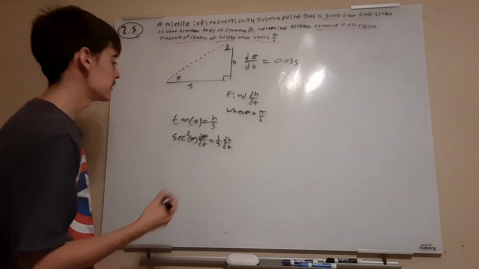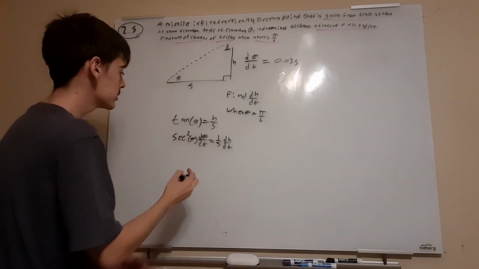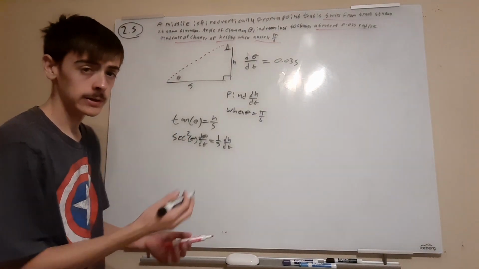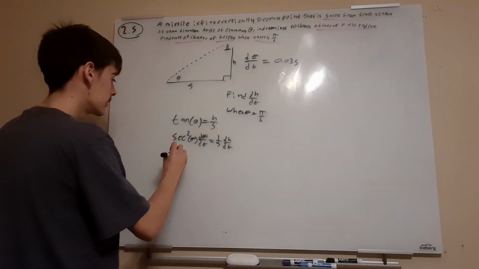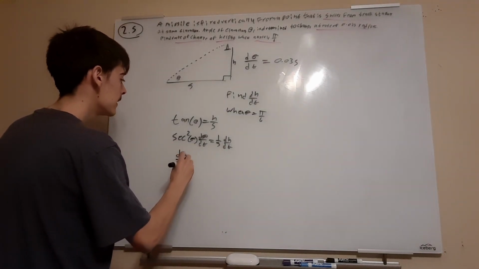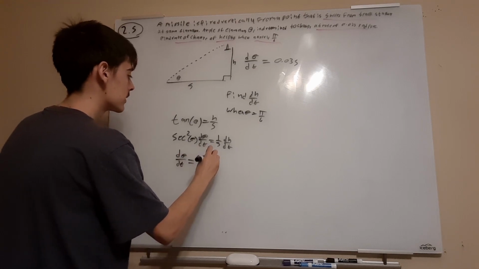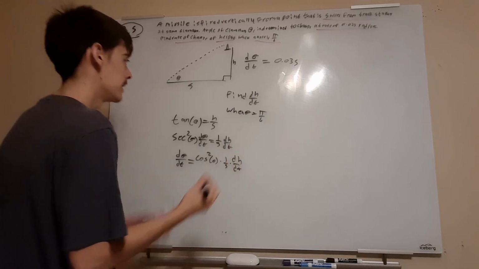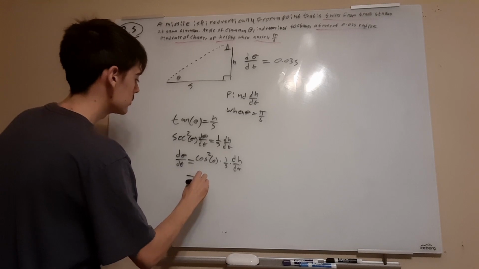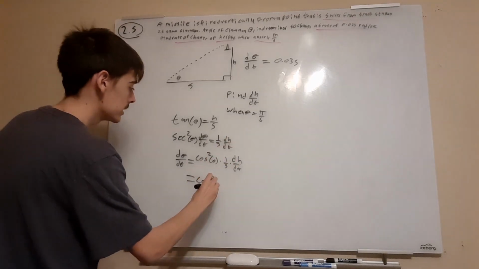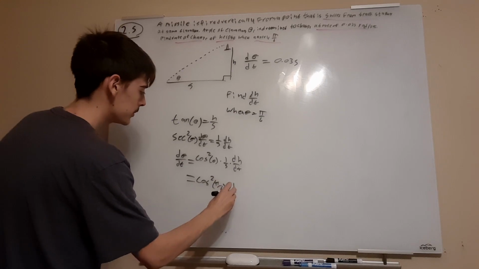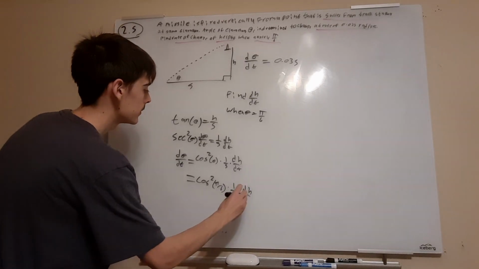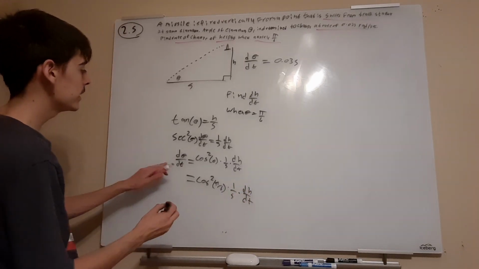And now we can plug in values, but the first thing I'm going to do is move secant squared to the other side. Secant squared is the same as 1 over cosine squared, so let's multiply both sides by cosine squared. That will give us d theta dt equals cosine squared of theta times 1/5 times dh dt. Now let's plug in our values. D theta dt is equal to cosine squared of pi/6, because theta is pi/6, all multiplied by 1/5 and multiplied by dh dt. But dh dt is what we're trying to solve.